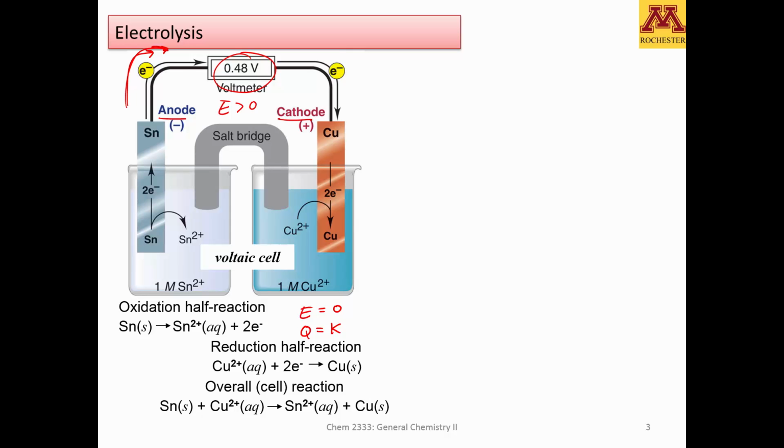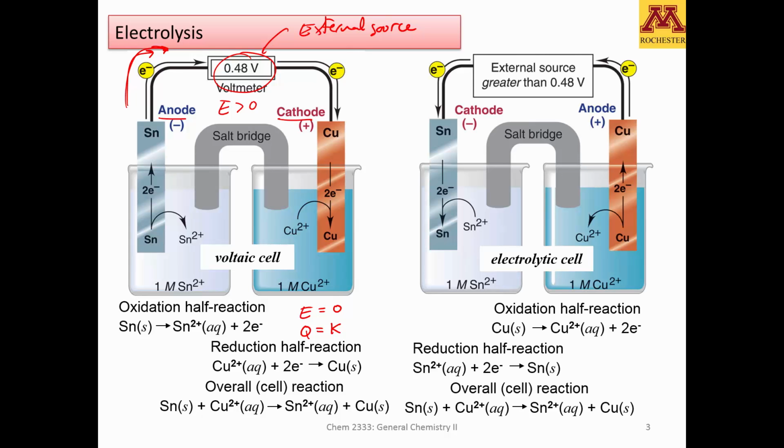Now let's see what happens when we add an external source. By adding an external source of voltage, one can either speed up the reaction or reverse the reaction. When we reverse the reaction, that is called an electrolytic cell. An electrolytic cell is when the device, the setup, may be the same, but now we have an external source. Now, the moment this external source of voltage is larger than what is already indicated for the spontaneous reaction, you can reverse the direction.